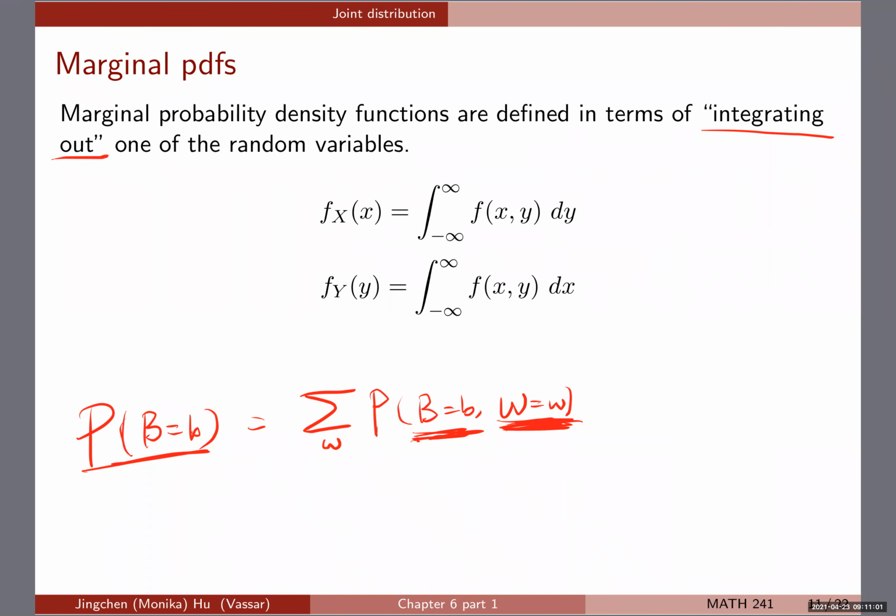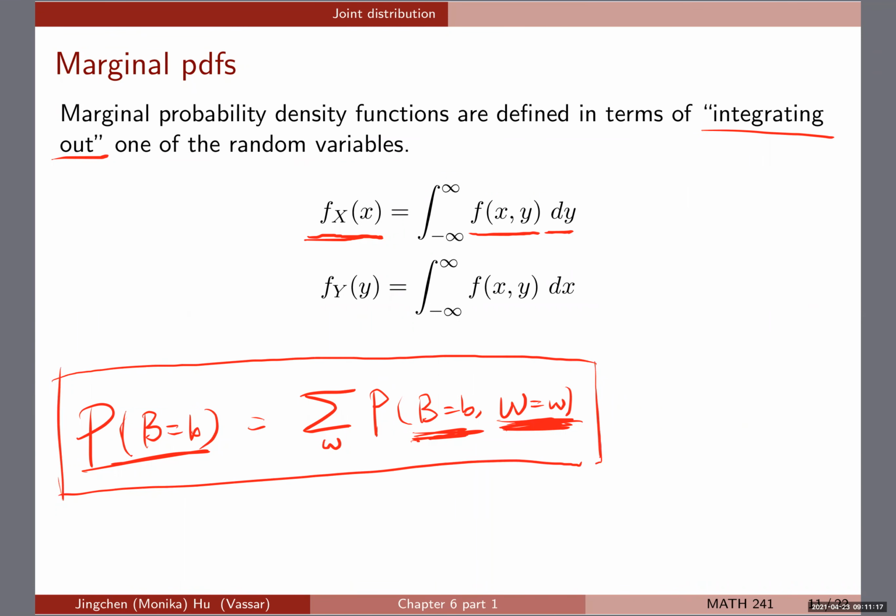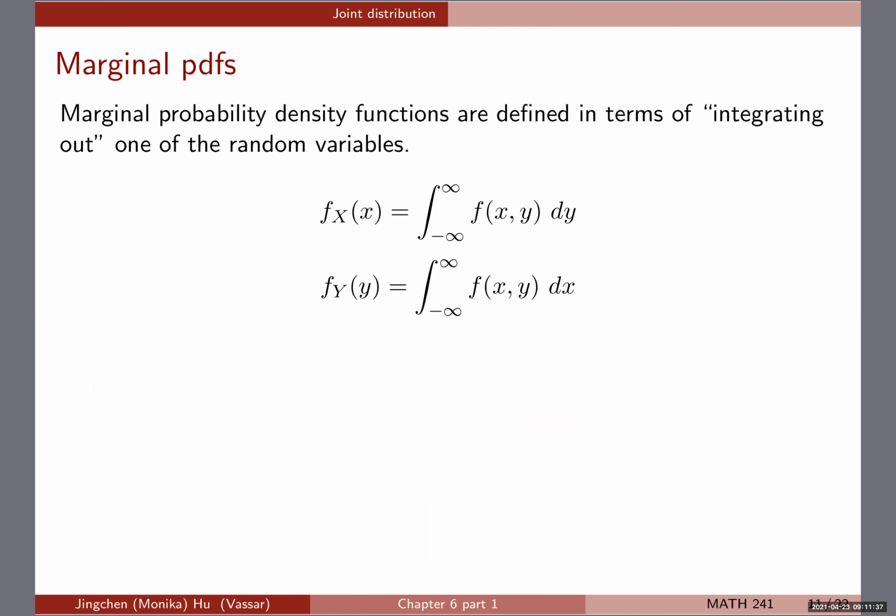So for example, if I want to know the marginal of X, what I do is I integrate my joint PDF and integrate out Y. This is almost like what we have been doing in the discrete case, where you're summing over the other one. And similarly, if I want to get the marginal of Y, I do a single integral with respect to X. So now let's look at an example so that we can put this into practice.